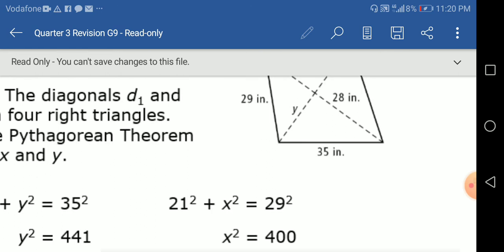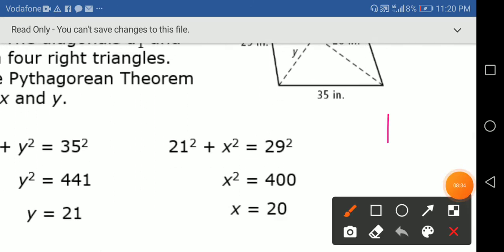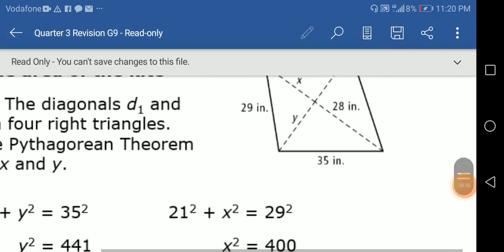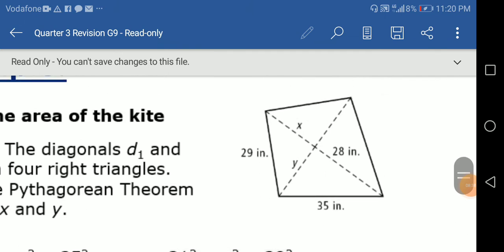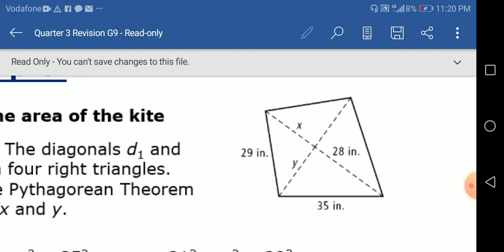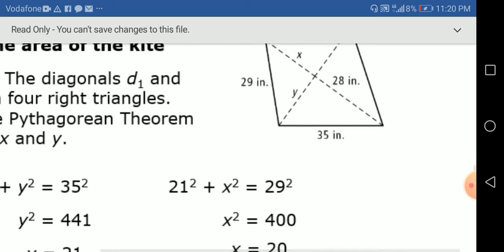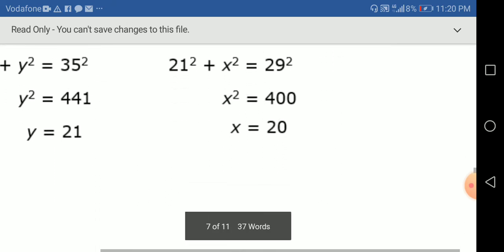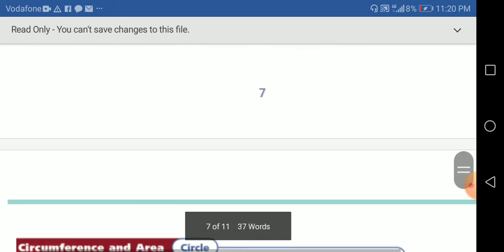Okay, then I have y. If I got the value of y is 21, I want to write it for you. This is 21, guys, y. And I have here also a right angle triangle, and I need what, guys? I need x. 29 power 2 equals 21 power 2 plus x power 2, and I will get the value of x. So I got x and y.